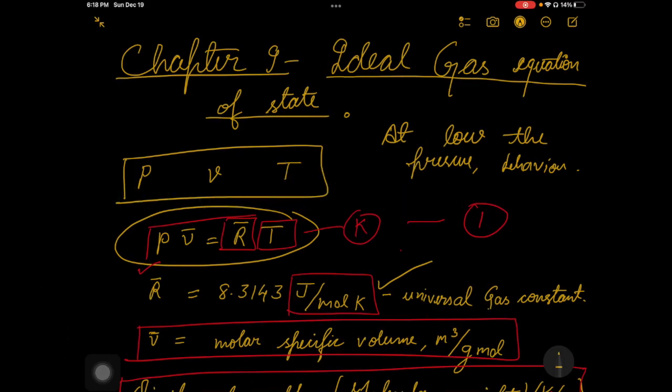So hi everyone. Today we'll discuss chapter 9, which is ideal gas equation of state. In chapter 8 we discussed Zeroth law and temperature measurements. What are the different methods which are used for taking temperature of a body? A reference body is taken and then a thermodynamic property is taken which changes when the temperature changes, and that's how you measure the temperature of a body.